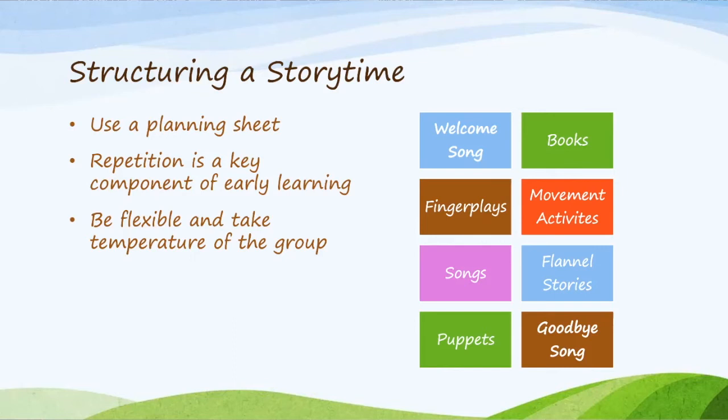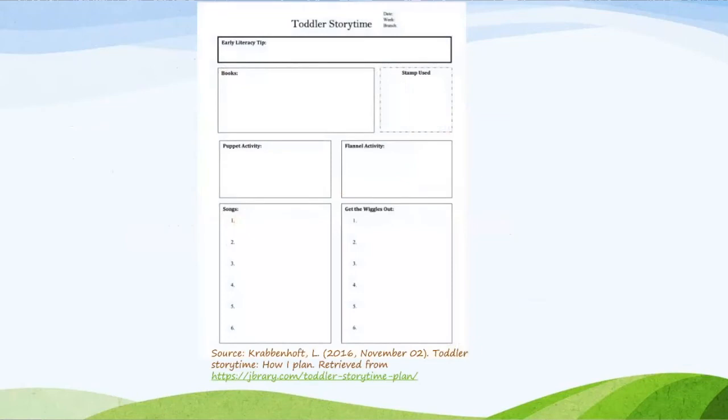So here is a planning sheet. This is taken from Jaybrary. If you're not familiar, Jaybrary is a terrific resource. It's one of my favorites for story time. It's jaybrary.com. They have so many resources on books and songs and professional development for educators, librarians, and also parents as well. So I highly recommend visiting that website.